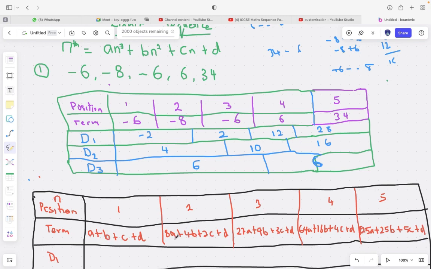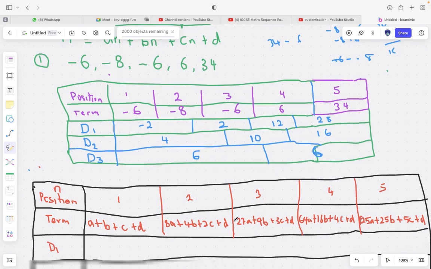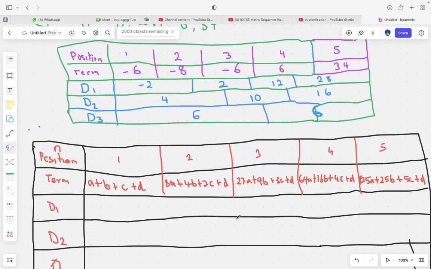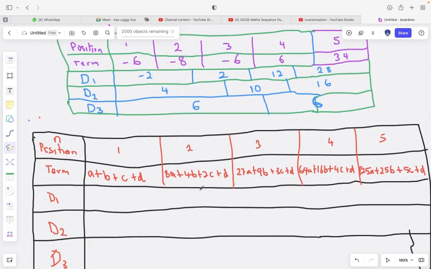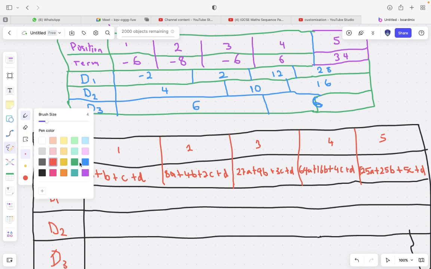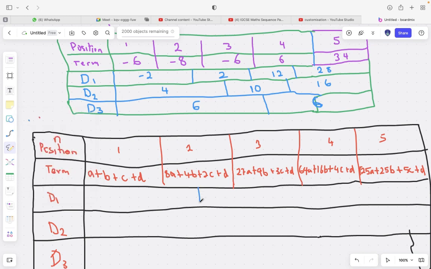So we've got the terms, okay? Now we're going to do subtraction, the difference, first level difference. So we're going to find the first difference between them. We're going to find the difference between this and this, this and this, this and this, and then this and this. We're going to find their first level difference.